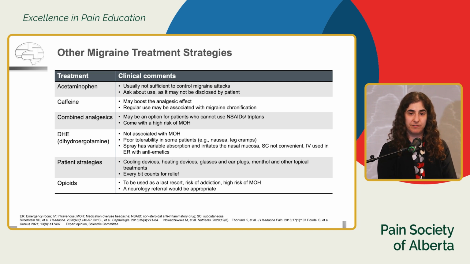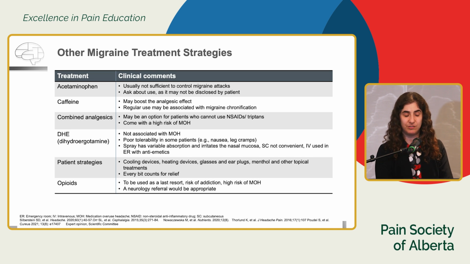And then, of course, there's sort of conservative strategies as well that patients can use. So cooling devices, heating devices, depending on which works for the patient. There are also devices like the Cephaly device, so neurostimulators like trigeminal nerve stimulation or other types of stimulators as well. And then opioids are on this slide to be really used as a last resort.